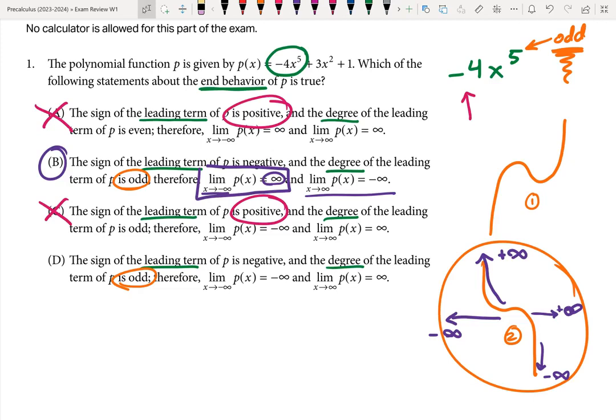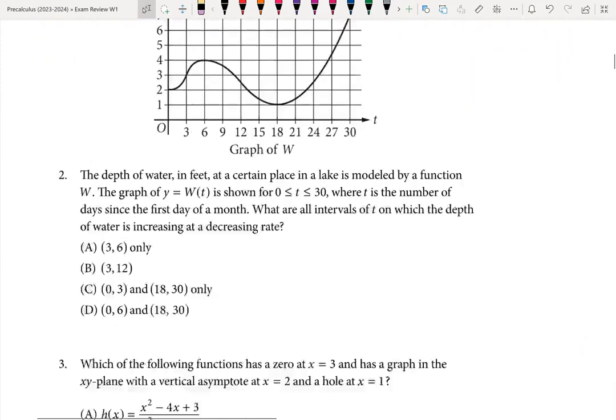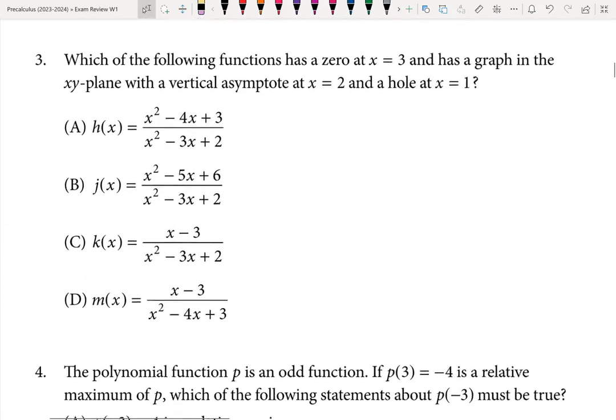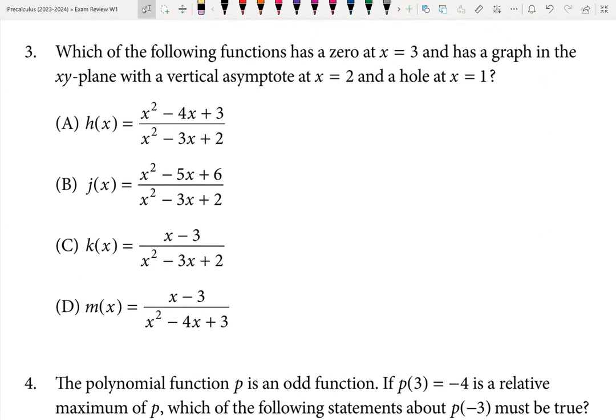All right, next question I want us to look at is number 3. So please look at number 3. Number 2 will be yours for homework. I'm going to skip over that one for now. I want us to look at number 3.